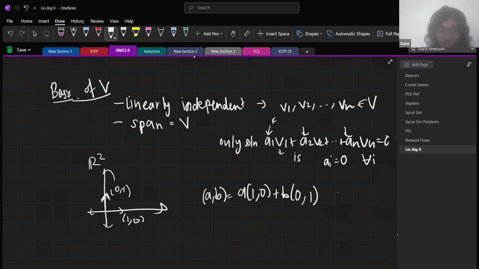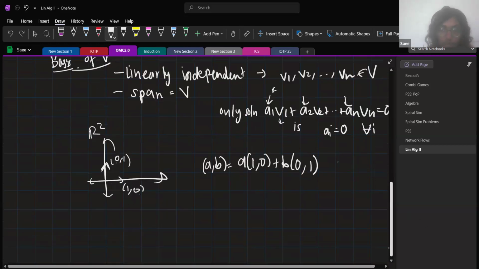So this is the basis. In fact, if you have any two linearly independent vectors, they will form a basis. So for example, let's say you take (1, 2) and (2, 1). They also form a basis because if you want to write any (a, b), can somebody do the algebra for me? I just took this example up right now.